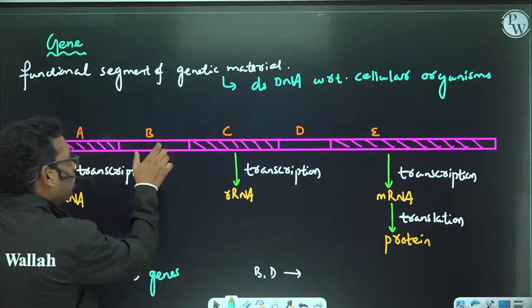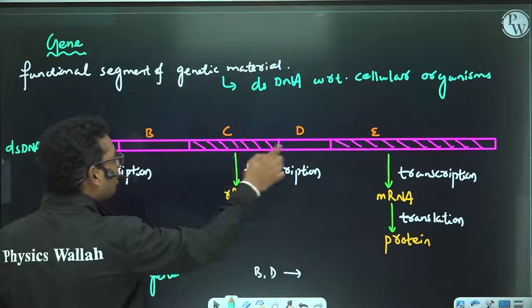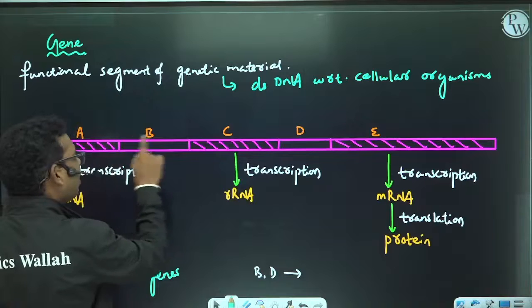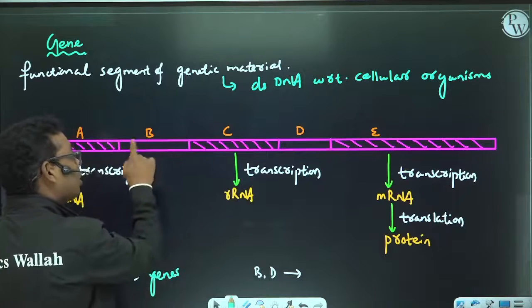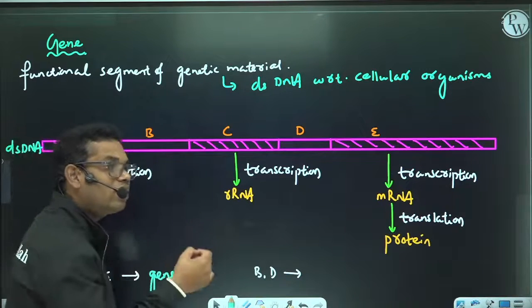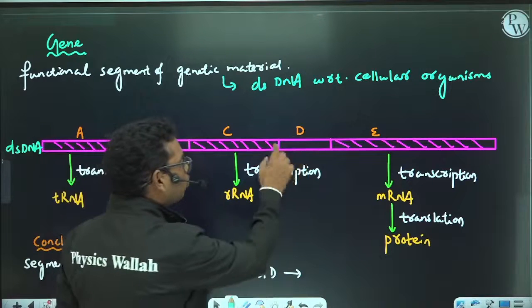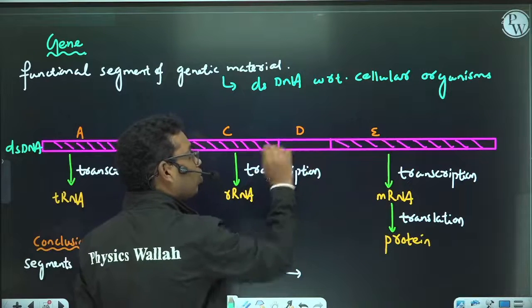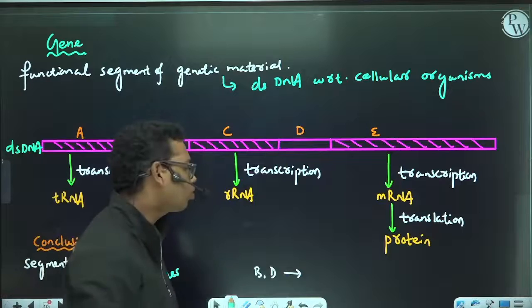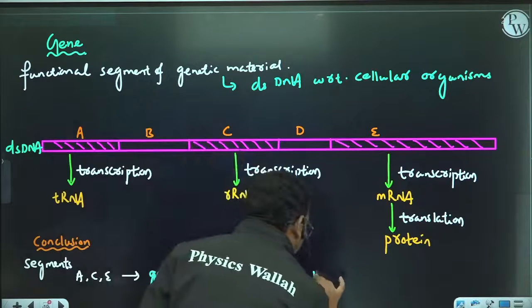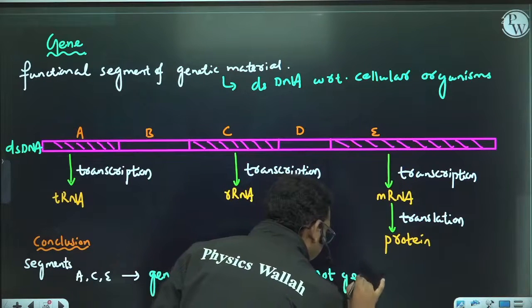See, this B and D, they are present between genes. Here A and C, they are genes. So B is present between genes, so I will say this is intergenic sequence. Here also this D is present between genes, so this will also be intergenic sequence. So I will write here they are not genes.